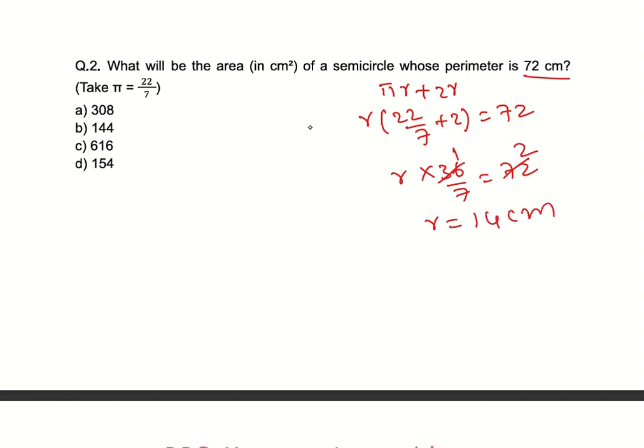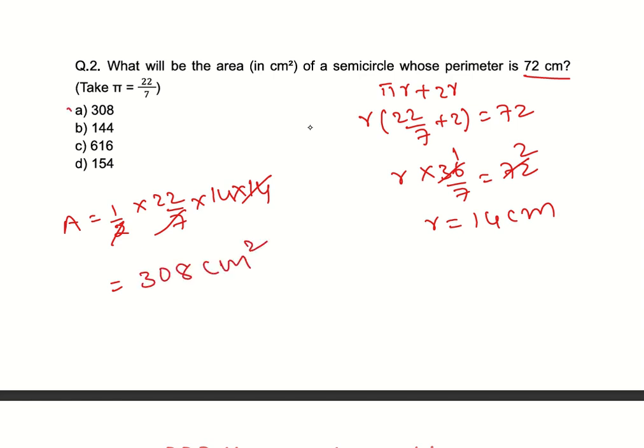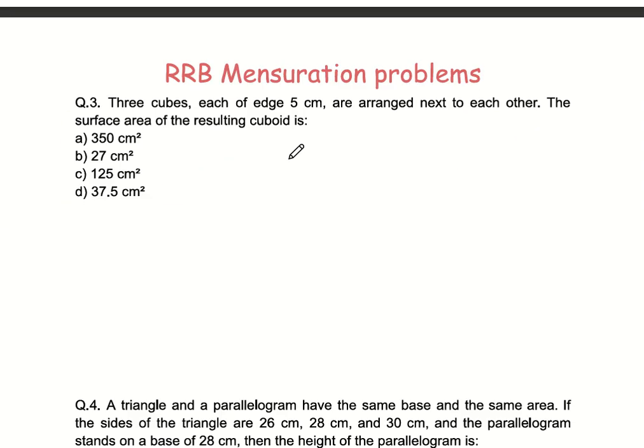But they are asking for the area. The area of a semicircle formula is half into pi value 22 by 7 into 14 into 14. 2 sevens are 14, 14 gets cancelled. So 22 14s is 308 centimeter square. A is our answer. Now we go to the third question.